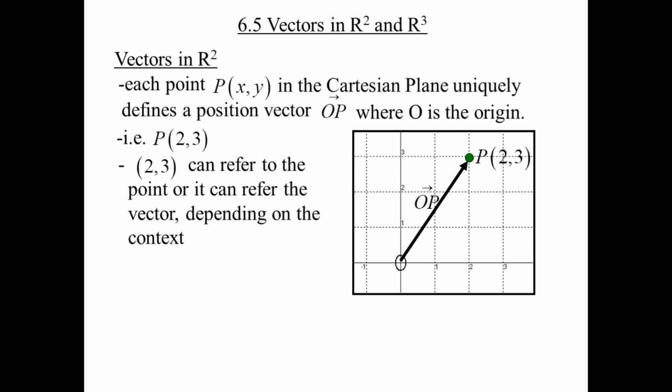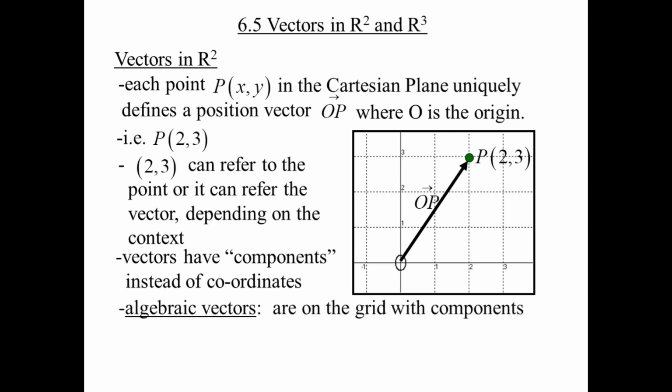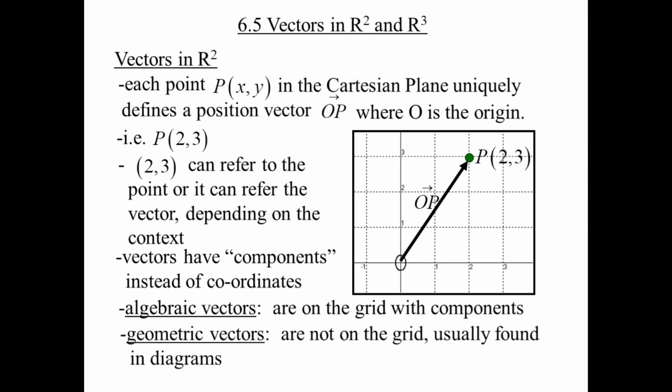And (2, 3) could refer to the point, or it could refer to the position vector, depending on the context of the discussion. Vectors have components instead of coordinates. Points have coordinates, vectors have components. Algebraic vectors are ones you'll find on a grid, like the one in front of you, as opposed to geometric vectors, which aren't associated with a grid. They're off the grid, like in, say, physics class. In diagrams, you'll find directed line segments that are vectors, but they don't have a grid associated with them.